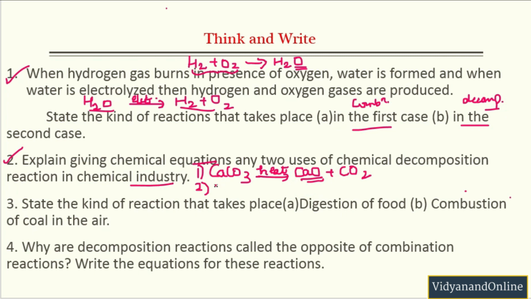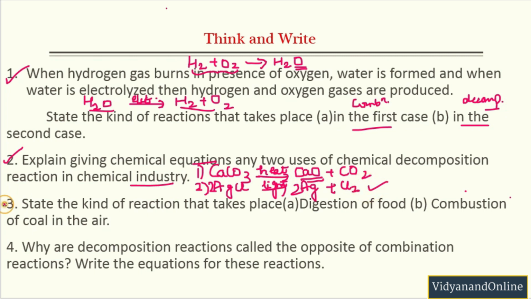Okay, next is decomposition of silver chloride by the action of light. It will give me silver along with the chlorine. So if I balance it, I'll put 2 here and I'll put 2 here. Now this reaction is used in black and white photography.